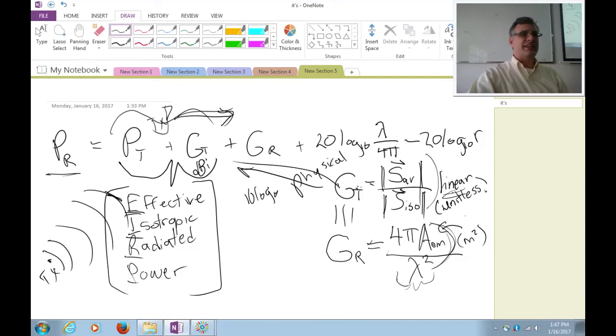That's why on any antenna spec sheet that you download from the internet, they only report one gain, because it's the same whether you use it as a transmitter or a receiver. That simplifies things greatly.